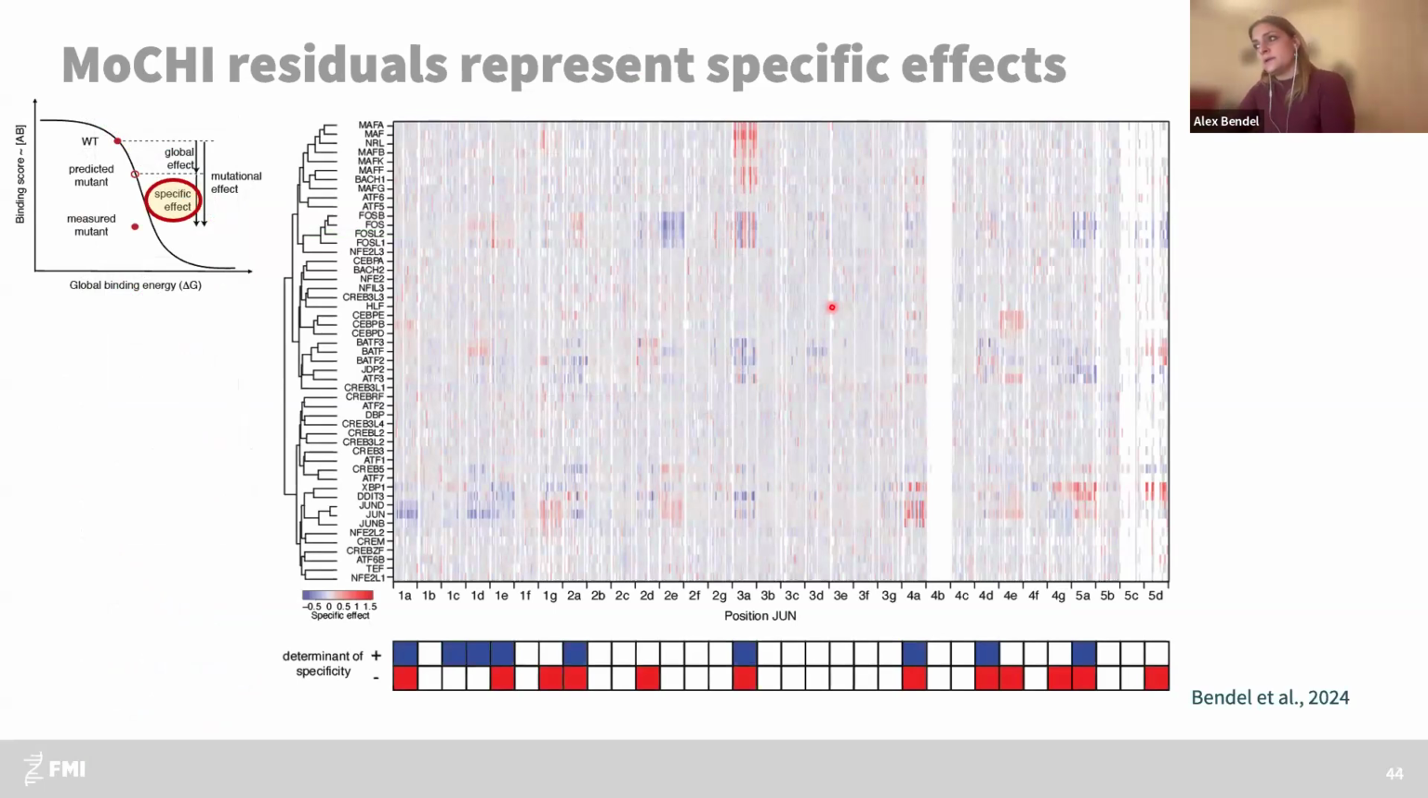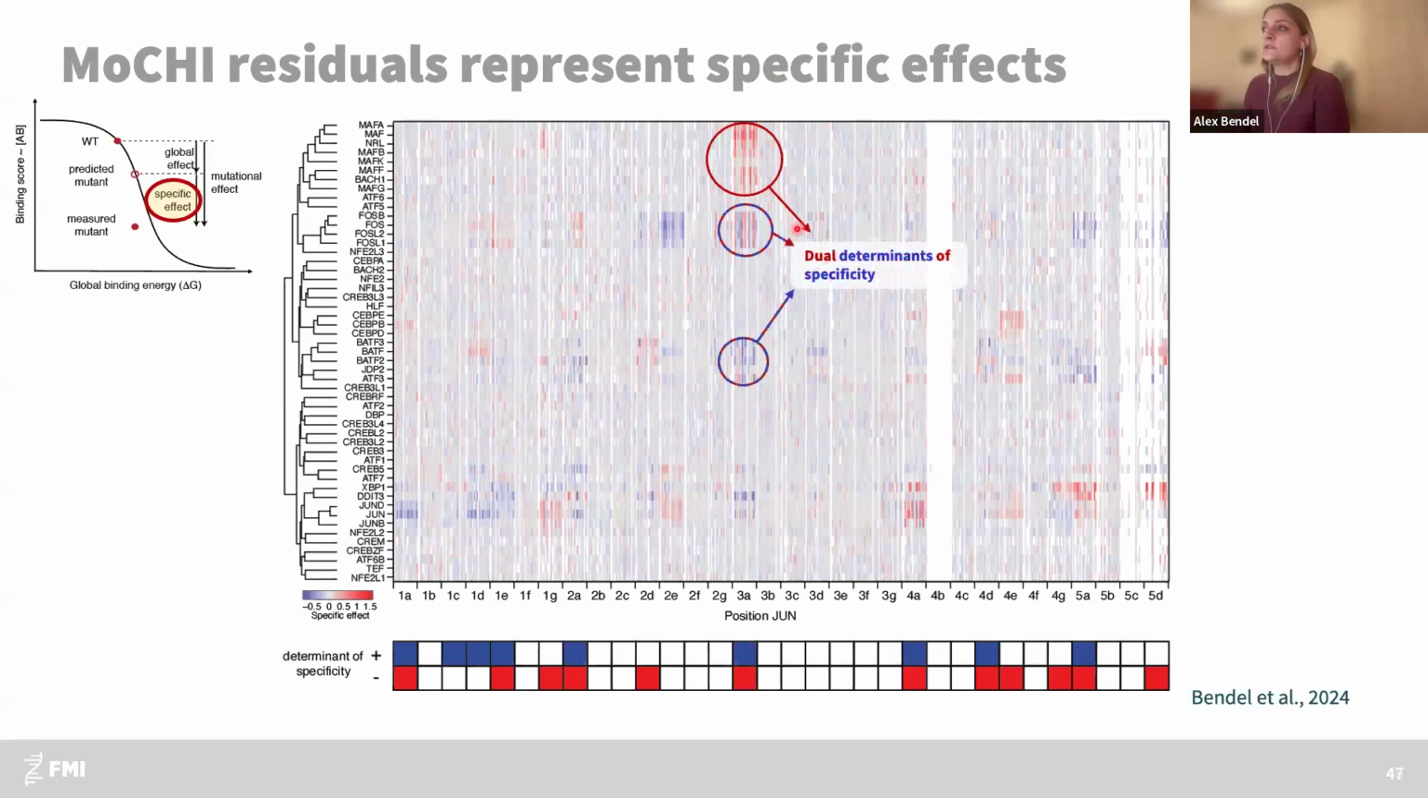And here we have positive determinants of specificity. These are positions in JUN that in their wild-type variant are important to maintain an interaction with a given partner, because if we mutate them, the interaction is lost. We also have negative determinants of specificity that in their wild-type variant are important for preventing a given interaction of JUN with a partner, because if we mutate them, we can increase or induce an interaction here.